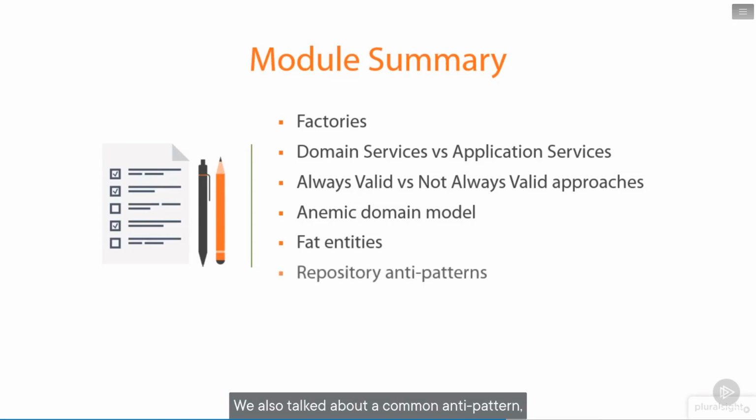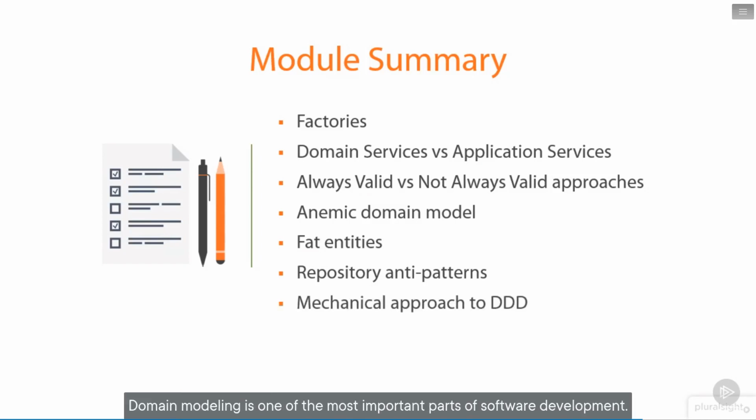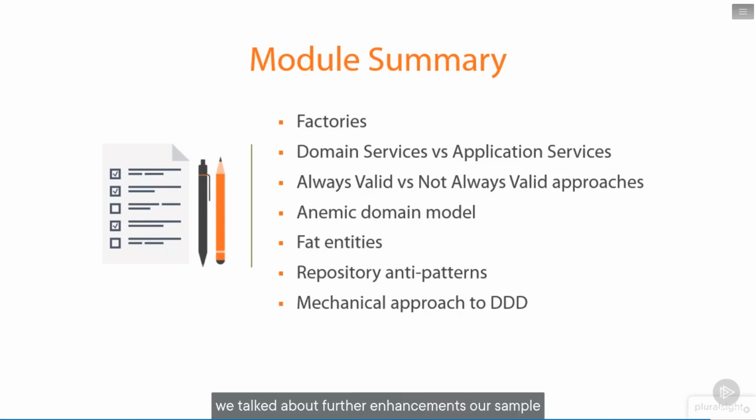We also talked about a common anti-pattern which sometimes arises when it comes to working with repositories. Make sure that every repository method returning a domain entity fully initializes that entity. If you need some partial data from your database, use data transfer objects instead. We discussed the mechanical approach to domain-driven design. Domain modeling is one of the most important parts of software development. Make sure you treat it accordingly and pay close attention to that process. Finally, we talked about further enhancements our sample application can potentially take in the future.